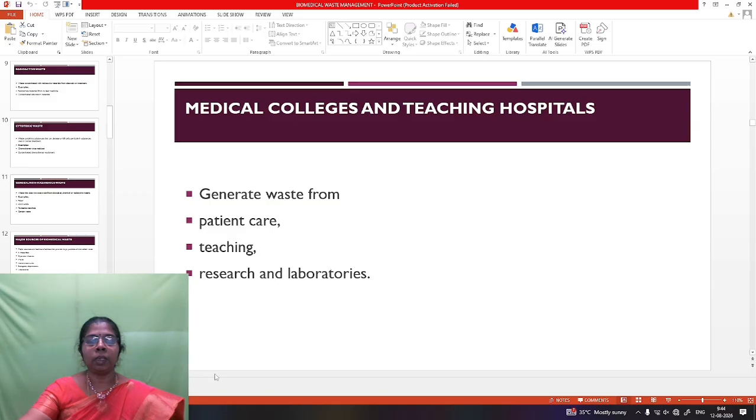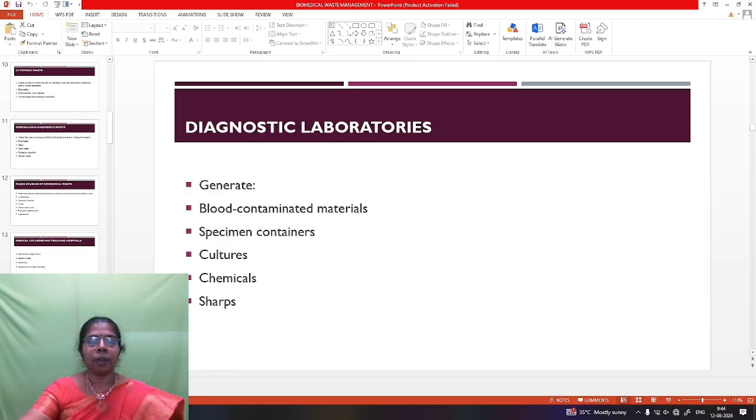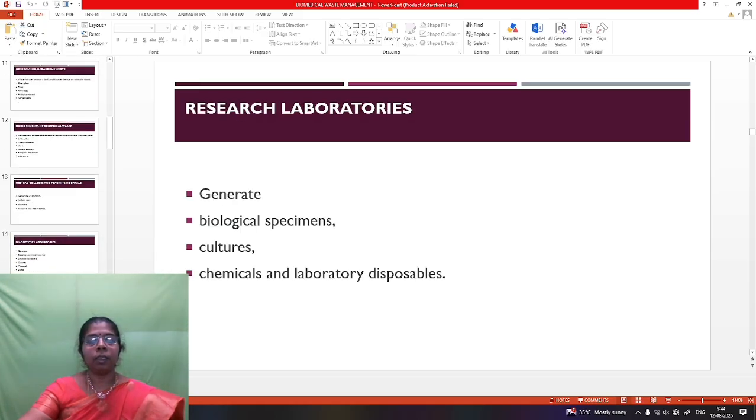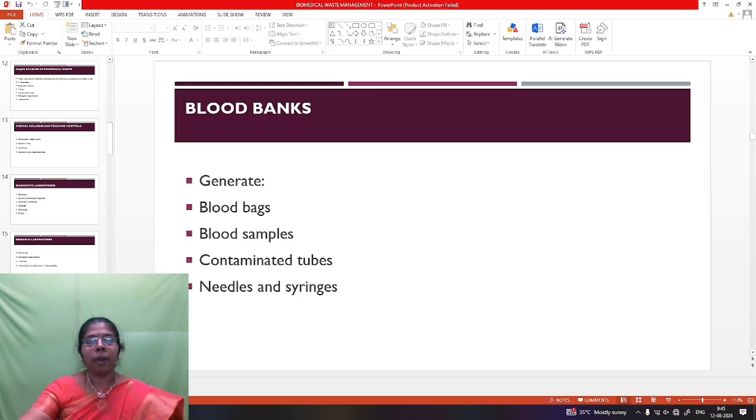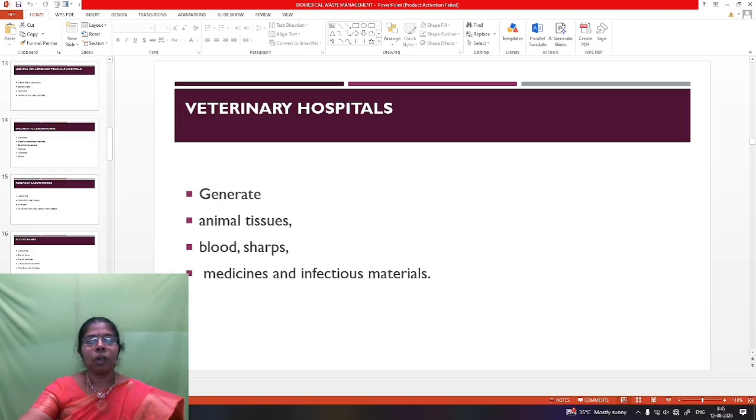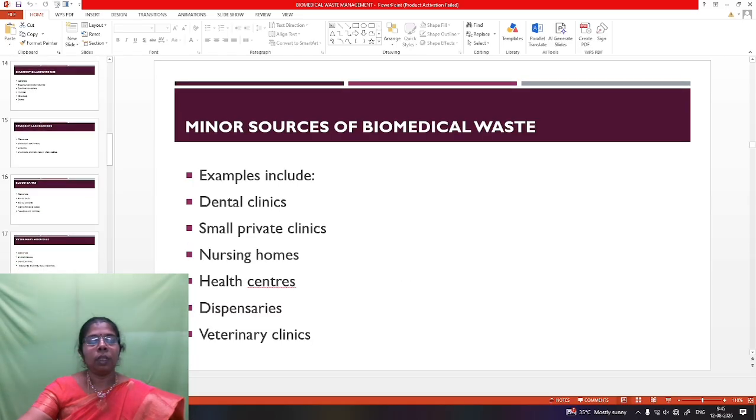The waste is generated from patient care, teaching and research laboratories. The waste generated from diagnostic laboratories includes blood contaminated materials, specimen containers, cultures, chemicals and sharps. From research laboratories, the waste generated is biological waste, cultures, chemicals and laboratory disposables. From blood banks: blood bags, blood samples, contaminated tubes, needles and syringes. And from veterinary hospitals: animal tissues, blood, sharps, medicines and infectious materials. So these are considered the major sources of biomedical waste.